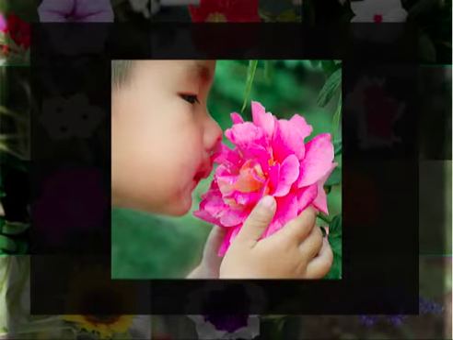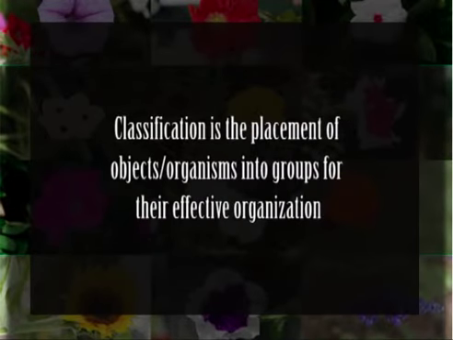Classification is a basic human activity. The ability to classify different things is a characteristic that is innate in all we human beings. For instance, we humans taste food and then classify it as good, bad or inedible. We smell a flower and then classify it as pleasant, offensive or odorless. So, we can say classification is the placement of objects or organisms into groups for their effective organization.